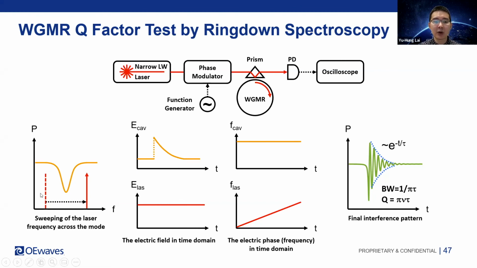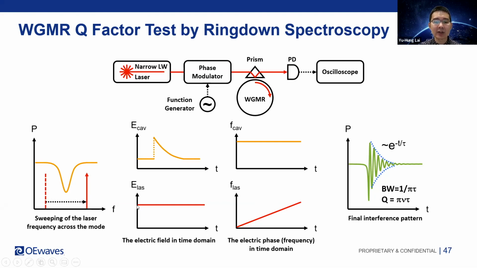So the laser frequency will linearly sweep across the mode in the time domain. And when the laser field is coupled into the resonator, we can view the whispering-gallery mode resonator as an optical capacitor. So we will start to store the light, and once the field moves away from the resonator mode, the mode will start to do an exponential decay.